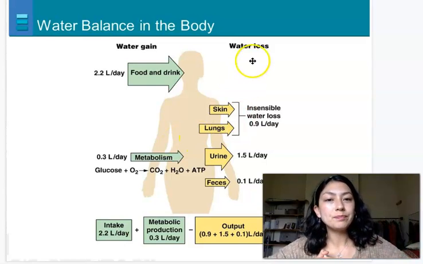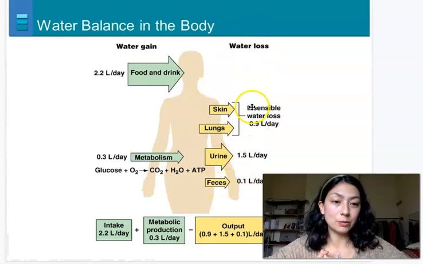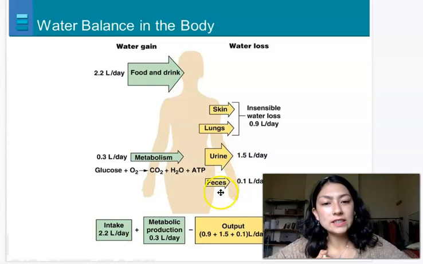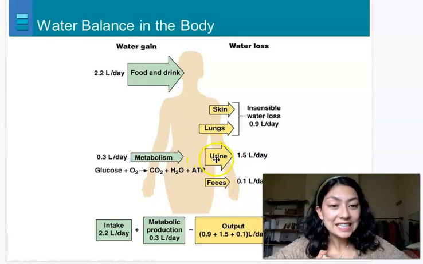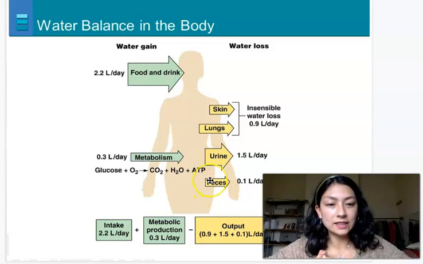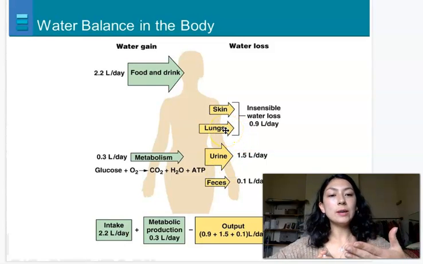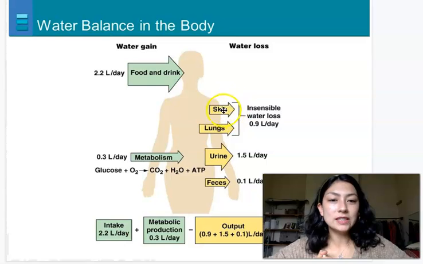Water loss can be from a few different ways. Through waste, so through urine and feces. So that'd be the kidney processing the urine, and the gut processing feces, the gut being the intestines, the stomach, that sort of thing. Lungs, so we do breathe out water vapor when we breathe, and also the skin.